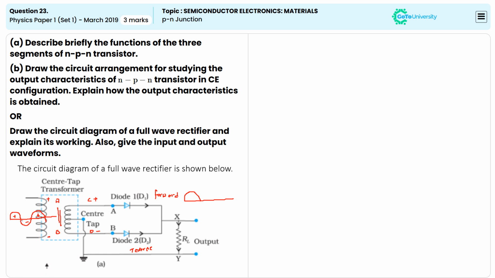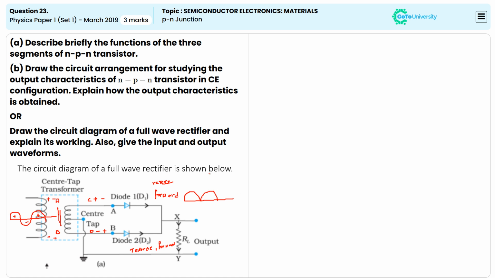When the negative half of the alternating current is there, the A point becomes negative and the D point becomes positive due to mutual induction. Then C becomes negative and D becomes positive. In this case, diode 2 will produce the signals. Diode 2 becomes forward biased and diode 1 becomes reverse biased. Then the signals are generated in the same format like this.